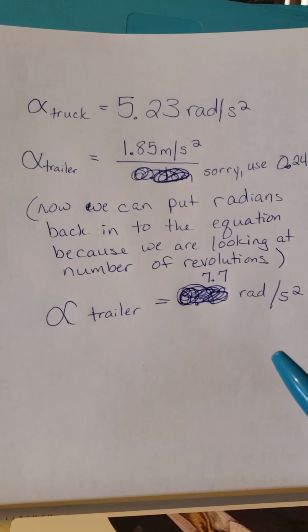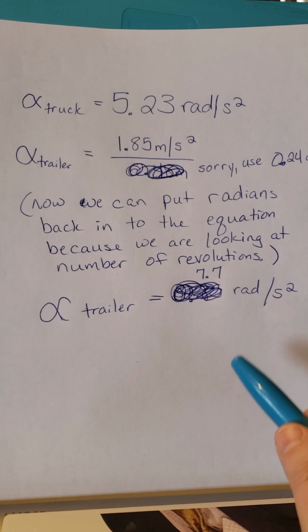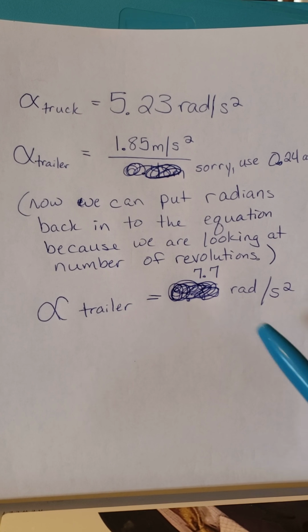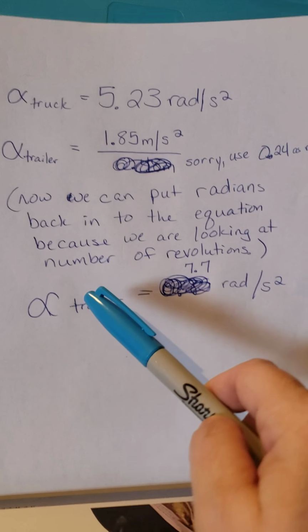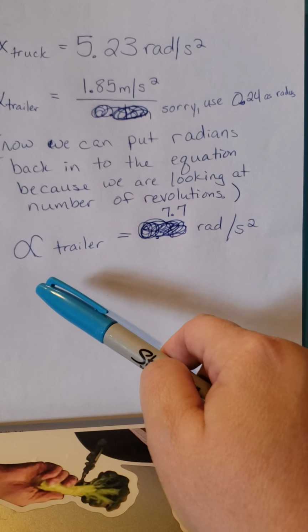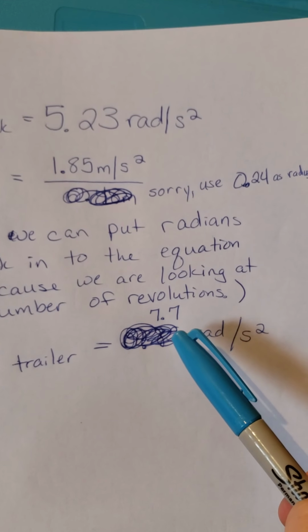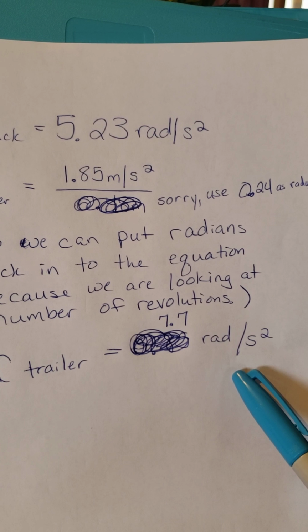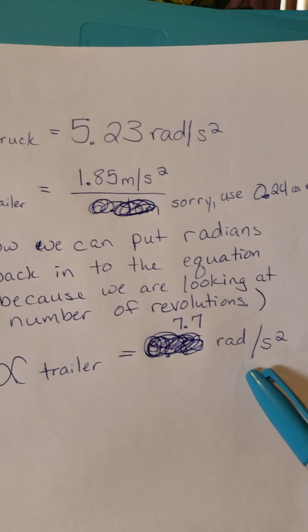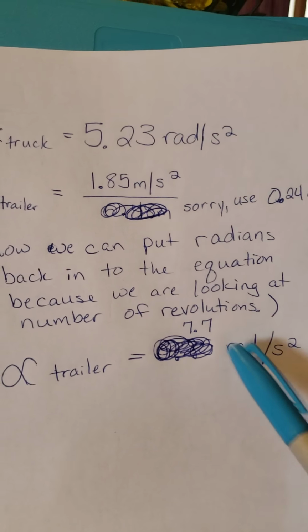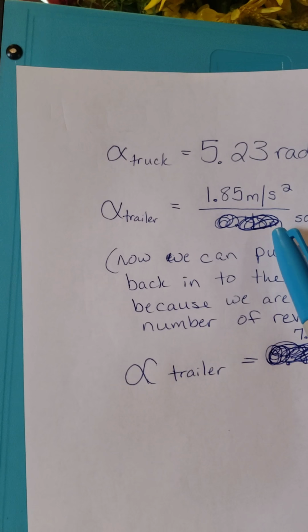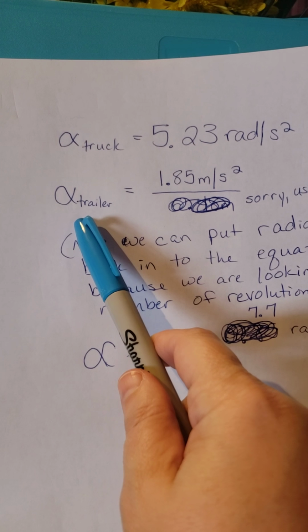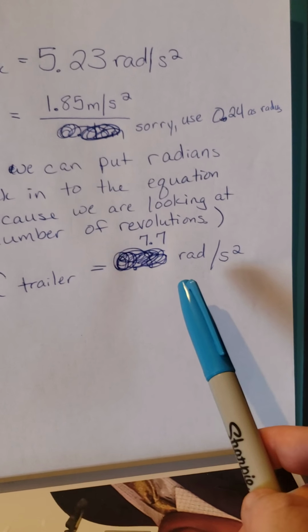Now, because we are talking about revolutions, we're going to stick radians in as our unit. I know that feels crazy. So the angular acceleration of the trailer's wheel is actually 7.7 radians per second squared. And all we did to find that is use the 1.85 meters per second squared, the linear acceleration, divided by the radius of the wheel, which gives us the angular acceleration of the trailer's wheel. And so that's what you get here.